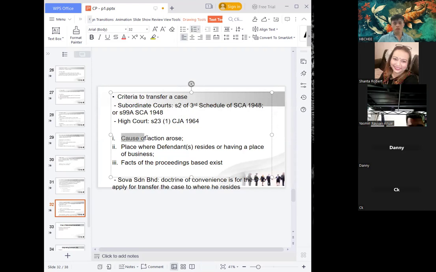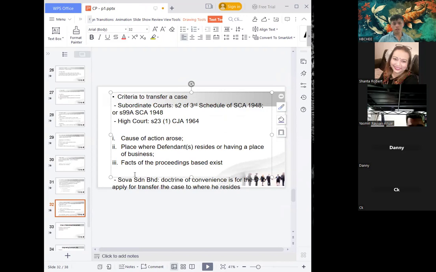First thing you have to see, where did the cause of action arise? Let's say in a motor vehicle accident, it takes place in KL. Then you can choose to file in KL. And where the defendant resides or has a place of business, which means the defendant is living in this state or in another state, you can choose either one of them. Then where the facts of the proceeding exist. I think it's more or less the same, these two. So this is the case on point.